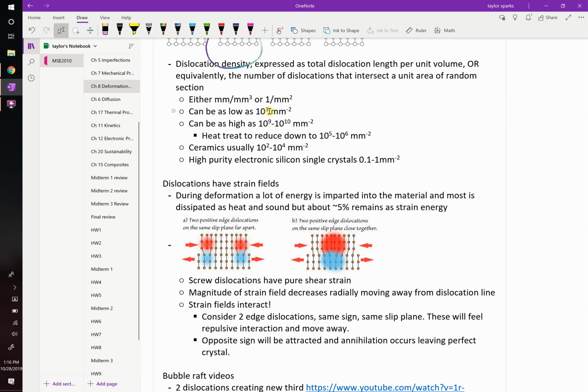This is why blacksmiths are in and out of the forge constantly, because if you just kept on hammering on it, not only does it get harder and harder, but the more dislocations piling up you get in your material, the more likely it is to fracture instead of deforming. And then you have to start over. You've ruined your piece, okay?